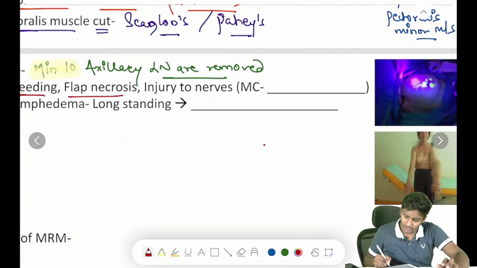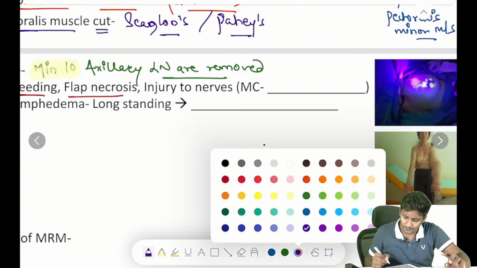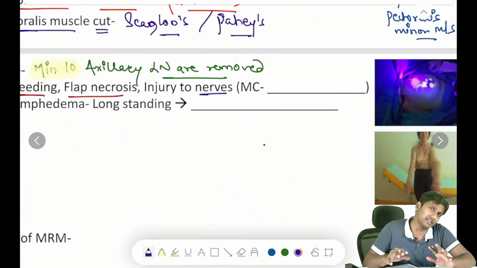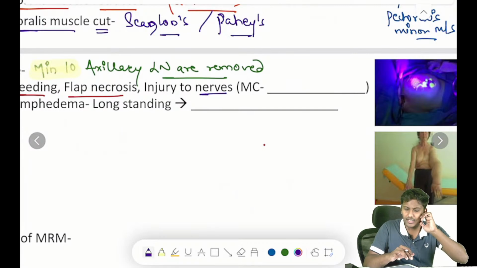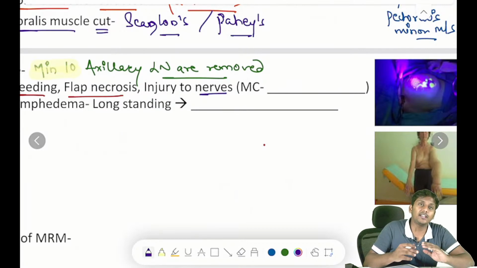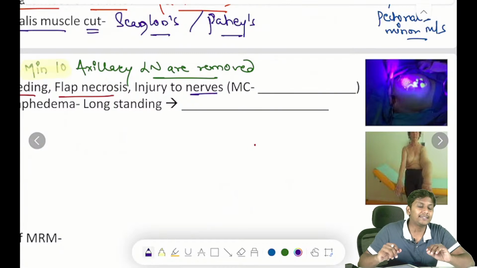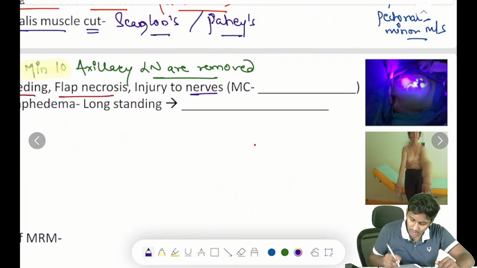Next important is injury to the nerves. This has been a previous year question. Injury to which nerves will be there? There will be multiple nerves बच्चे जिसको इंजरी हो सकती है. But the most common one which you have to remember is definitely the ICBN. Yes. Nobody thought कि definitely ये question आएगा. So please remember it is the ICBN definitely. ICBN is nothing but intercostobrachial nerve. Yeah. The most common nerve injury in a case of breast cancer surgery is nothing but the intercostobrachial nerve.